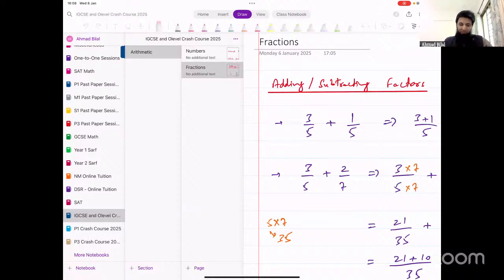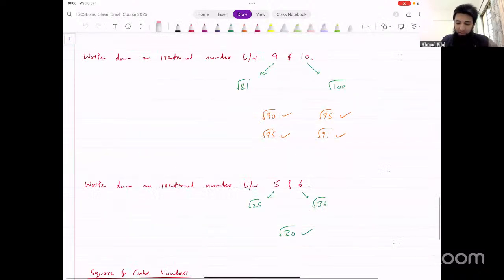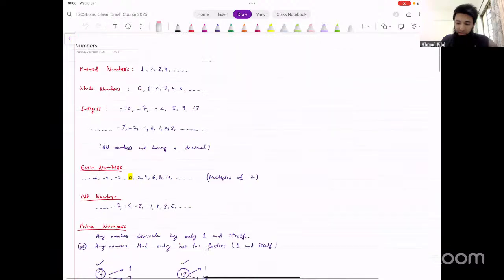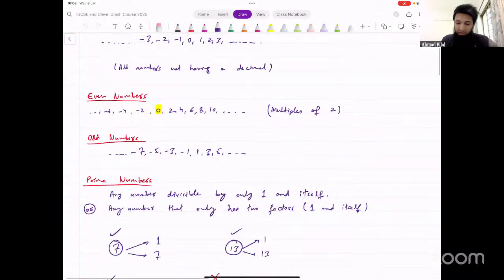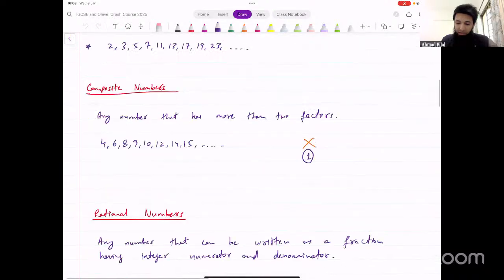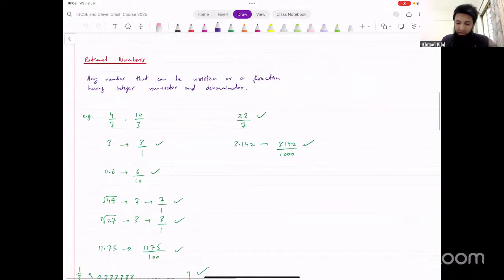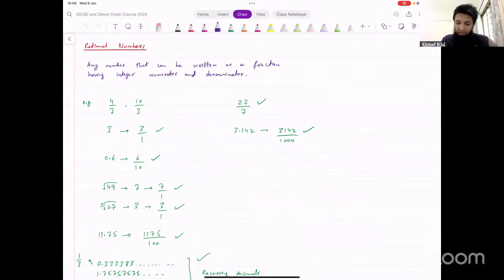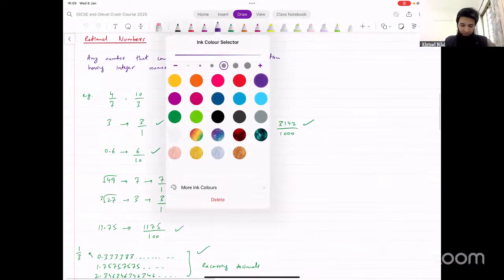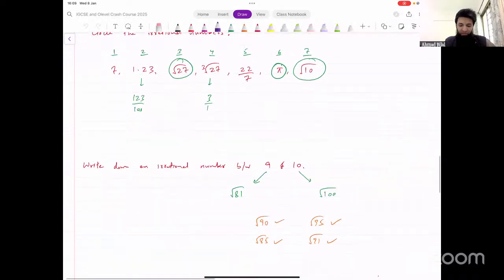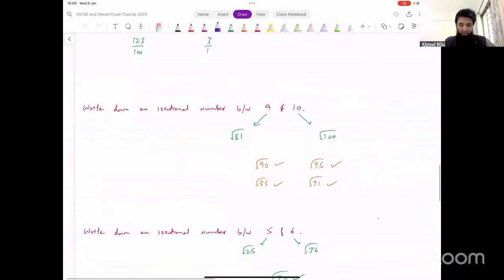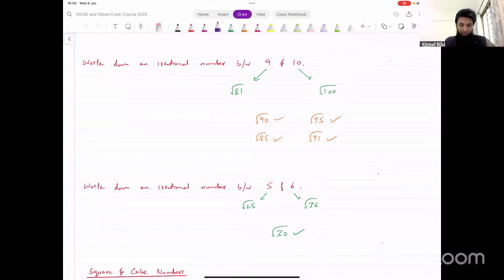Okay, so this is what we started with in our last session. We talked about some very basic stuff, the different types of numbers. The more important thing from here was the difference between rational and irrational numbers. This in particular is what a lot of students get confused with sometimes, so that's what you need to focus on more here: the difference between rational and irrational numbers, and how to write down a rational number between some given numbers. You should be able to do this.